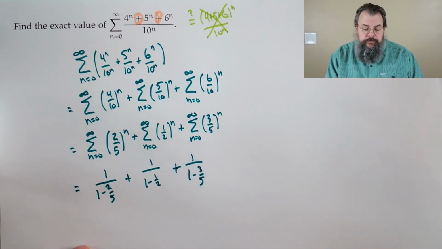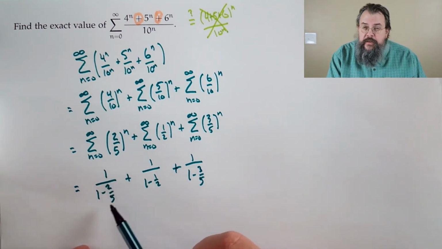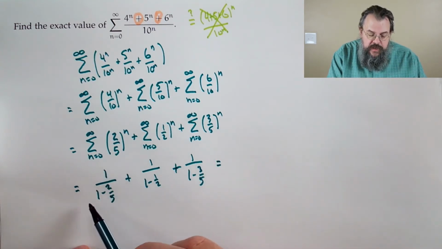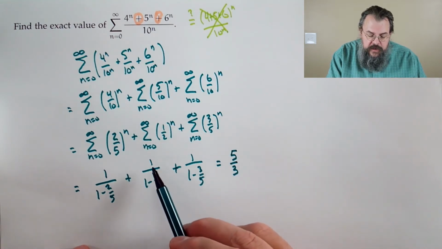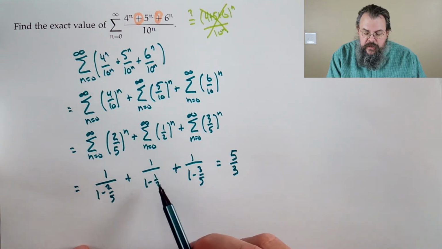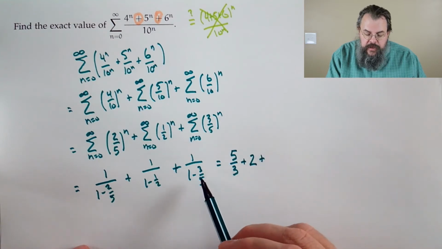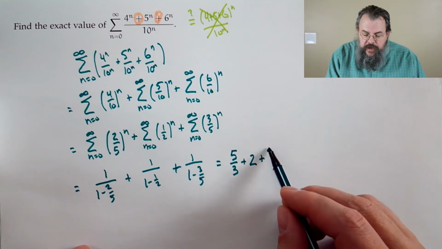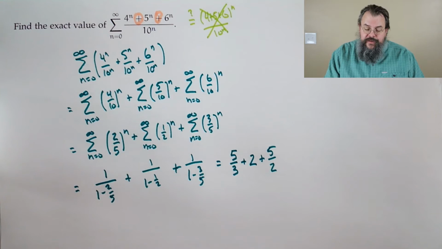That's the last one. Now, if you multiply the first, top and bottom, by 5 over 5, what do you see? You get 5 upstairs and 5 minus 2 downstairs. So that's 5/3. Here, multiply top and bottom by 2. You get 2 upstairs and 2 minus 1 downstairs. So that's 2. Here, multiply by 5 again. 5 minus 3. So 5 halves. So, all right, 5/3 plus 2 plus 5 halves.